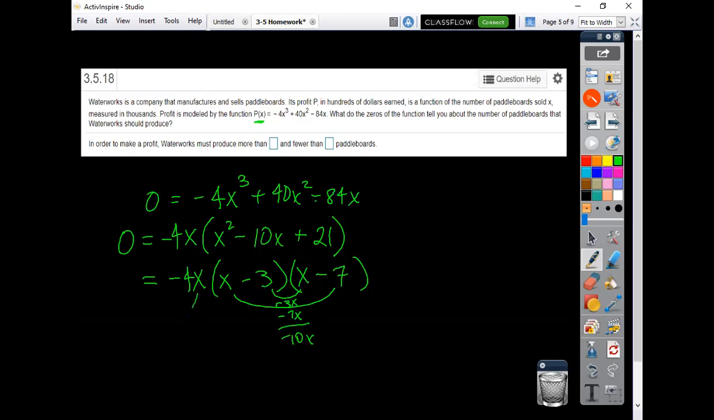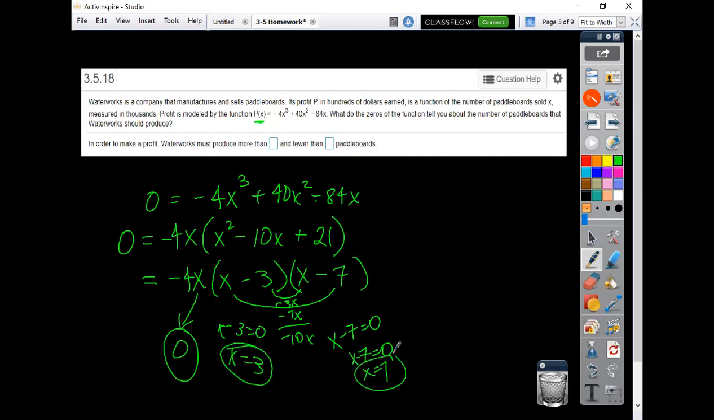So this one would be when x is 0. In here, when does x minus 3 equal 0? When x is 3. And then in here, when does x minus 7 equal 0? When x is 7. All right, so those would be my 3 zeros.